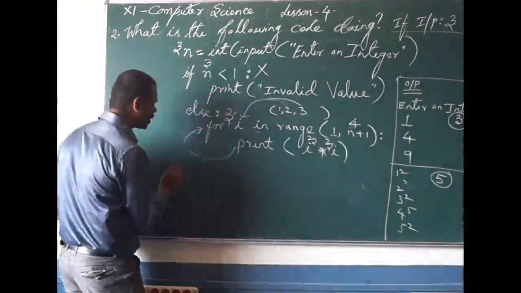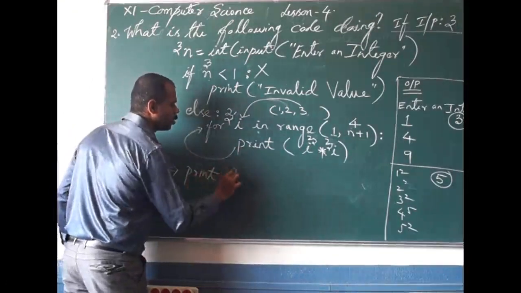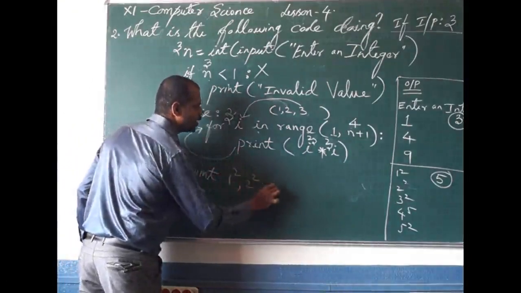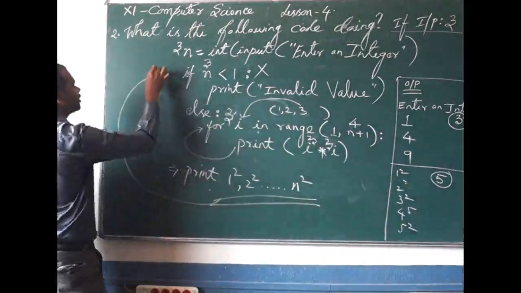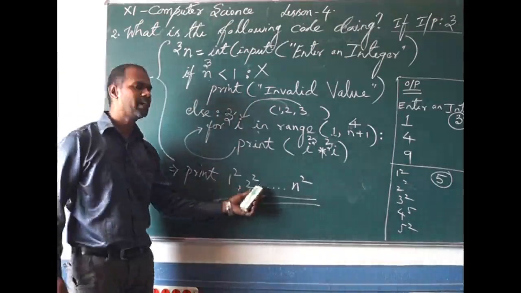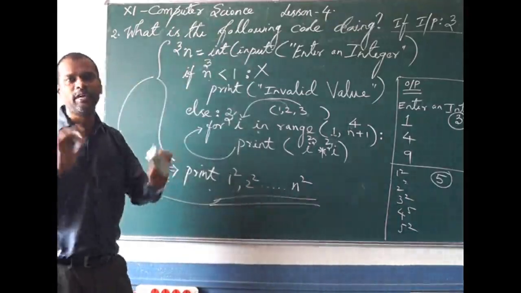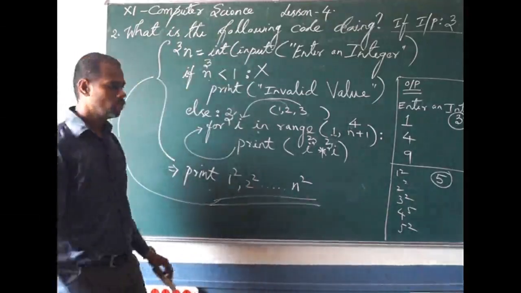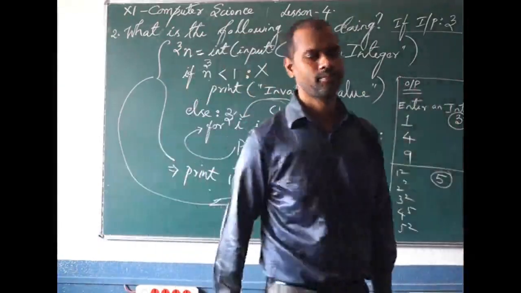So this program is nothing but it will print 1 square, 2 square, up to n square. This is the job this entire program is doing. That's all. Understand? I hope you understand. Shall we go for the next question? Okay, right.